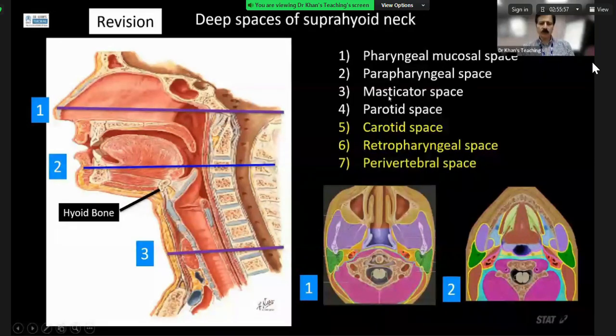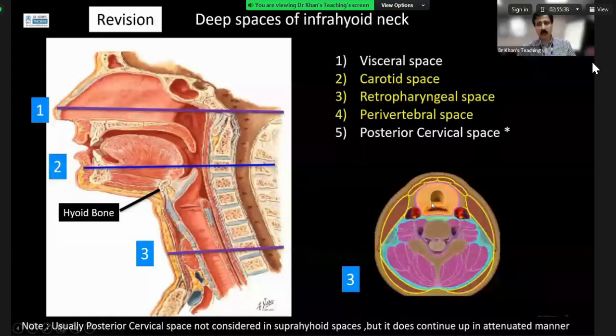In the suprahyoid neck, these are the spaces: pharyngeal mucosal space, parapharyngeal space, masticator space, parotid space, carotid space, retropharyngeal space, perivertebral space. We are not going to waste our time on them today because we will learn the details in the subsequent sessions. The infrahyoid neck, below the hyoid, is divided into visceral space, carotid space, retropharyngeal space, perivertebral space, and posterior cervical space.